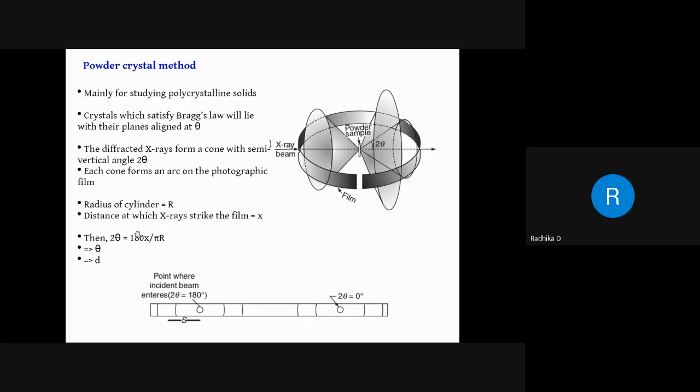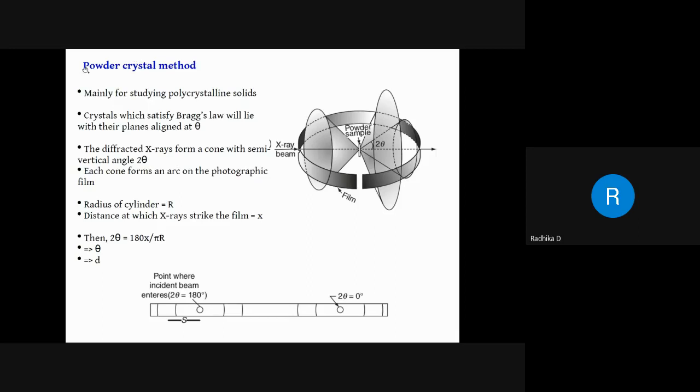Now, if I find 2 theta, I can get theta. Obviously, divide by 2, I will get theta. And if I know the wavelength of the incident X-ray, say some particular value in angstroms or 10 power minus 10 meter, then I can use Bragg's law, 2d sine theta equal to n lambda. I will get the interplanar distance d. Now this is about X-ray diffraction and its application.